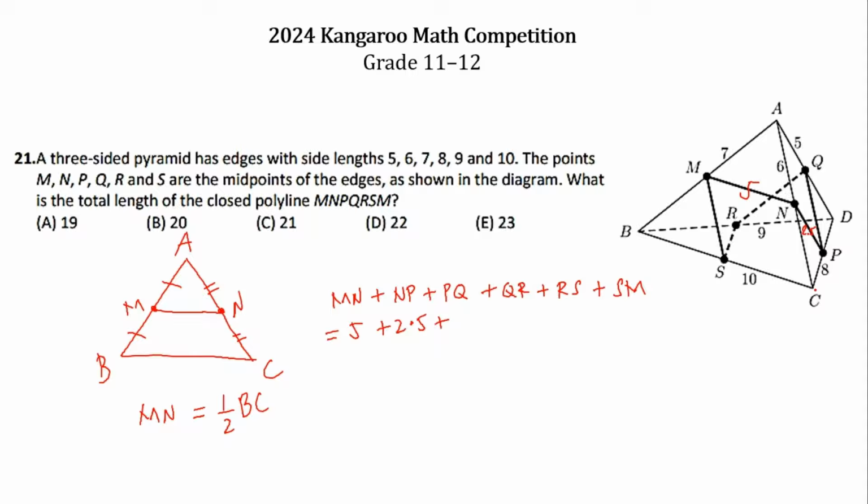PQ. PQ is parallel to AC, which is 6. So half of 6 is 3. So that's 3. QR. QR is parallel to AB. AB is 7. So QR is 3.5.